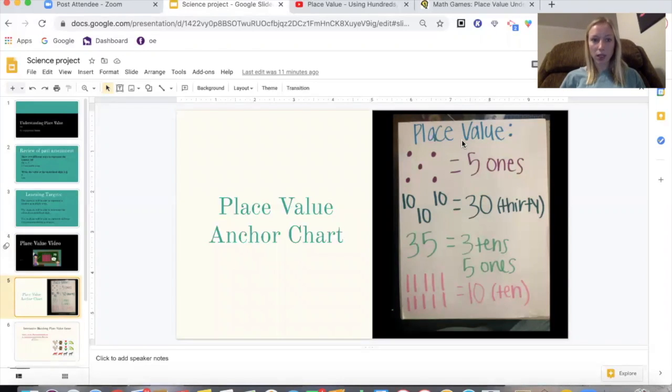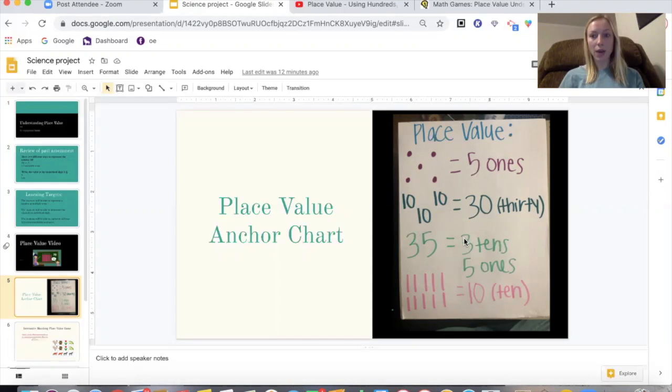So this up here, if y'all could look along with me, says place value. And if you'll notice on the first line that's in purple, there are 1, 2, 3, 4, 5 dots. So that group of 5 is equal to 5 ones. So 1, 2, 3, 4, 5 is 5. That's a group. Next, if you look at the bottom, there are 3 different groups, and in each group there's 10. 1 ten, 2 tens, 3 tens. So that's 10, 20, 30. So 3 groups of 10 is equal to the number 30.